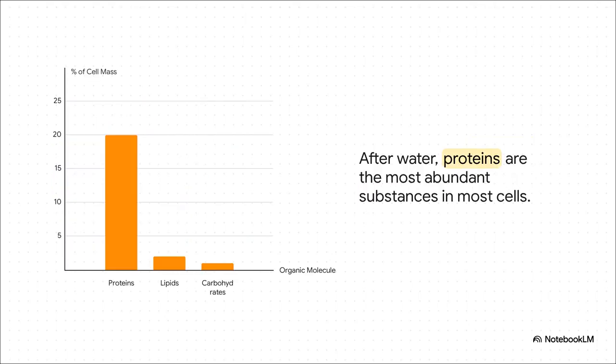This chart really makes the hierarchy crystal clear. After water, proteins are the undisputed VIPs of the cell, making up a huge 10 to 20% of the mass. And that makes perfect sense, because proteins are doing two massive jobs. They're the structural stuff, kind of like the steel beams and girders holding the city together, and they're also the functional machinery, the enzymes that make almost every single chemical reaction in the cell actually happen.